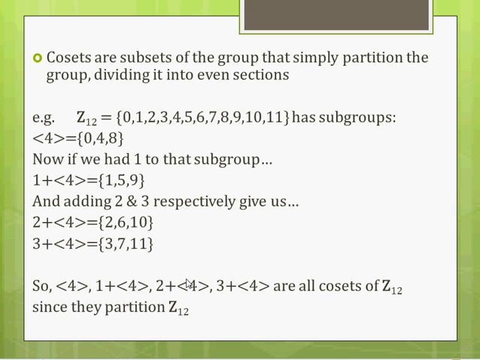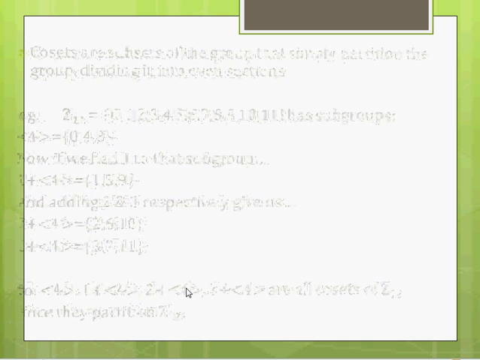See how we've divided Z12 up into 4 cosets. Each one of these individually is not a group. This one is a group, a subgroup of Z12, but these others individually are not groups; they're cosets. They partition Z12. Alright, so let's continue.